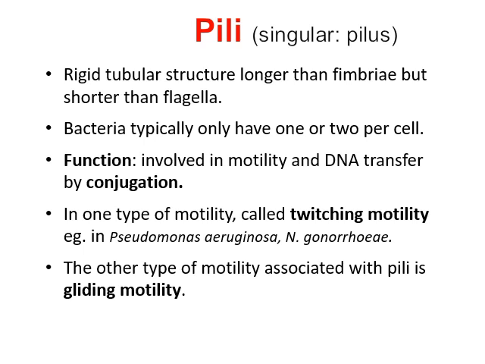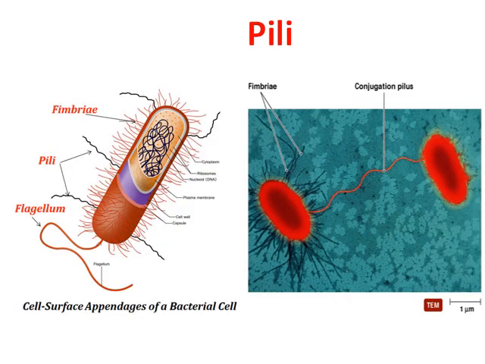In one type of motility called twitching motility, it can be noticed in Pseudomonas aeruginosa and in Neisseria gonorrhoeae. This motility can be caused also by the pili. Also, gliding motility can be shown by the pili in some species of bacteria. Here are the pili. As you can see, they are thicker than the flagella and thicker than the fimbriae, and can conjugate between two cells.